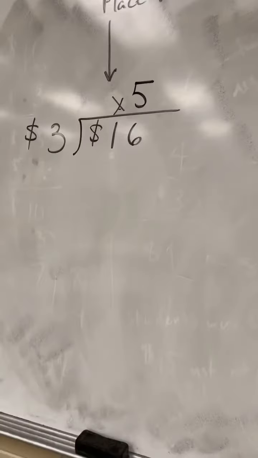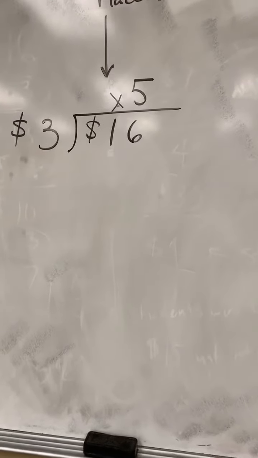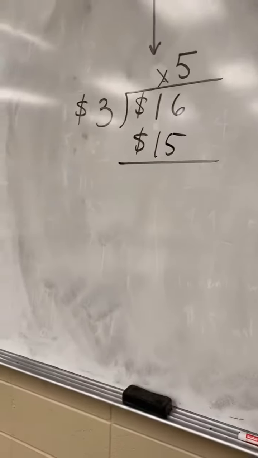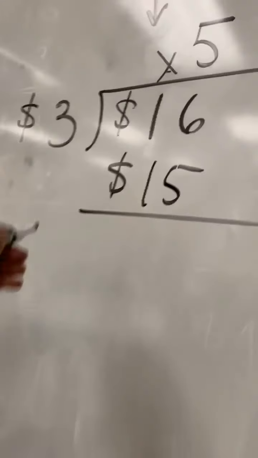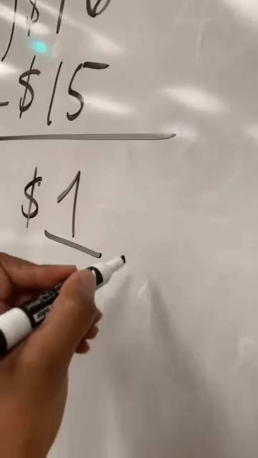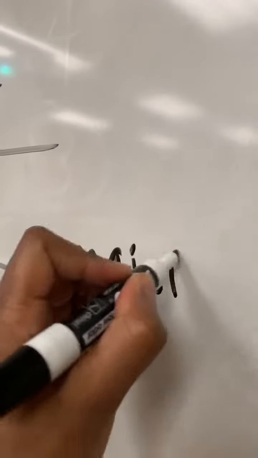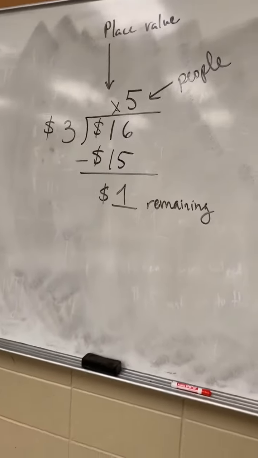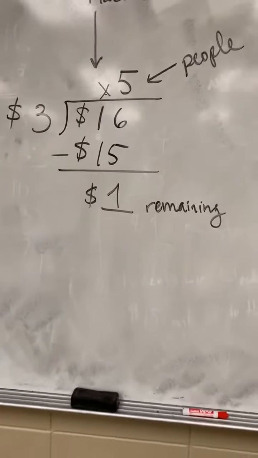All right. So I can do $3 5 times, because that's a total of $15. There's your total of $15. And if I subtract to see what I have left out of that, what I have is $1 remaining. So I still have $1 remaining. And how many people was I able to help? 5 people.